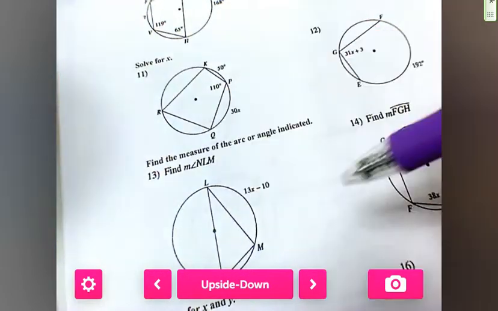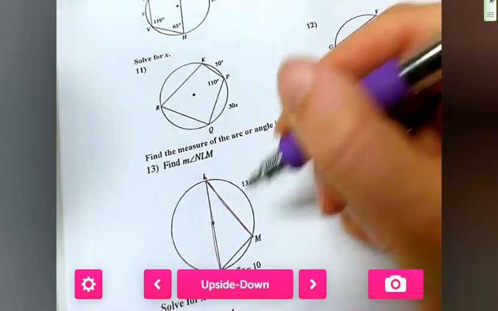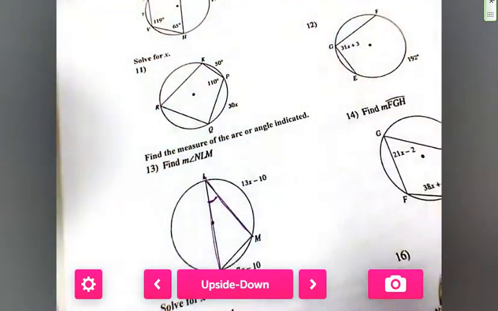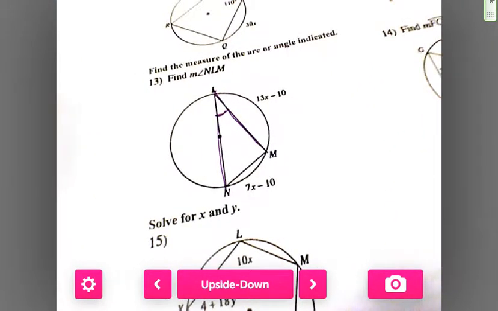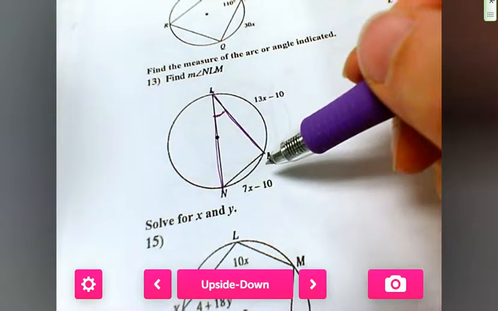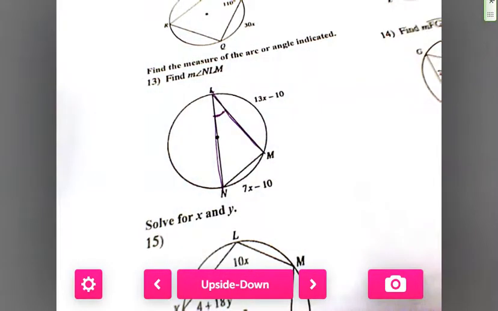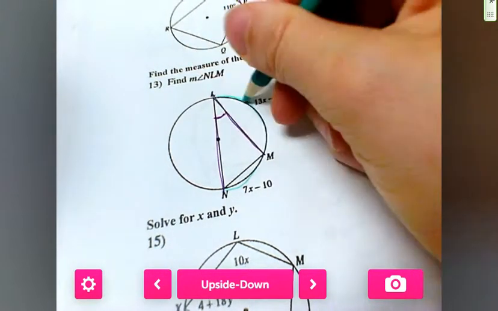I want to find angle NLM. So I want to find this angle right here. What do I know about that angle? What arc is it going to be half of? N to M, right? So I need to find out what N to M is. How am I going to do that? What does this whole thing add up to be? What is it?